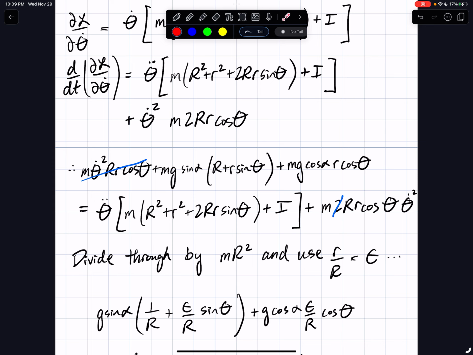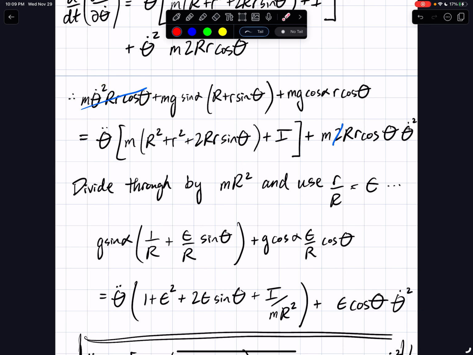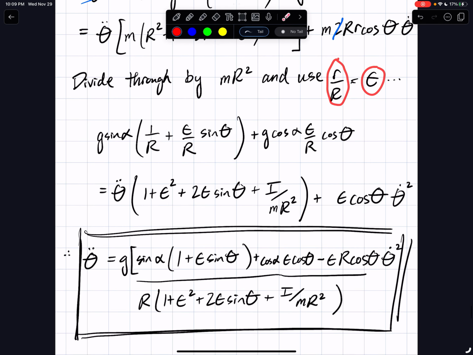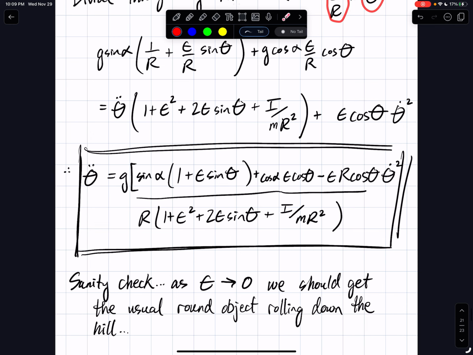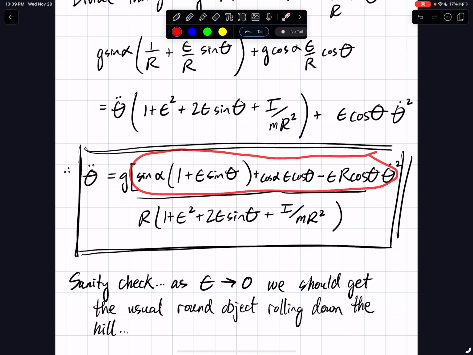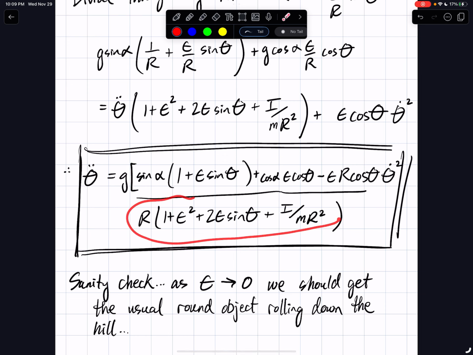So you set this term equal to this term from the Euler-Lagrange equations, and if you write it all out, some things cancel, so one of these cancels with one of these. Divide through everything by little m big R squared, and use the fact that the ratio of little r over big R is this epsilon, and you get this nice little expression that says the angular acceleration is g times all this in brackets divided by r times all this in brackets. So yeah, it doesn't look very nice.